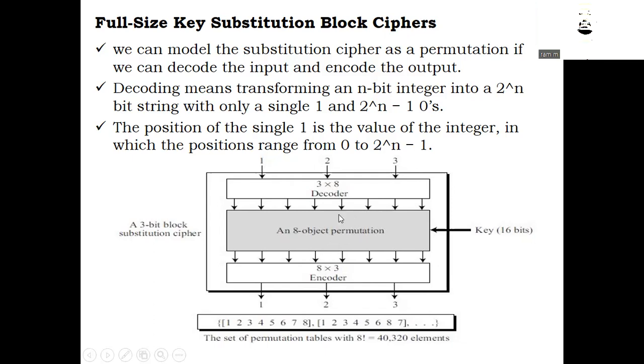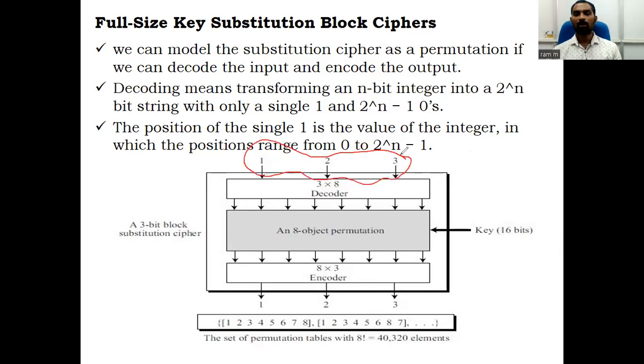If I apply these permutations to the encoder, as it is 2 power 3, it will give 3 outputs. If you consider these 8 object permutations, in total I'll have 8 factorial permutations. As I have 8 objects, 2 cube, that is 2 power n, I'll have a total of 2 power n factorial permutations. So 2 power n is here 3 bits.